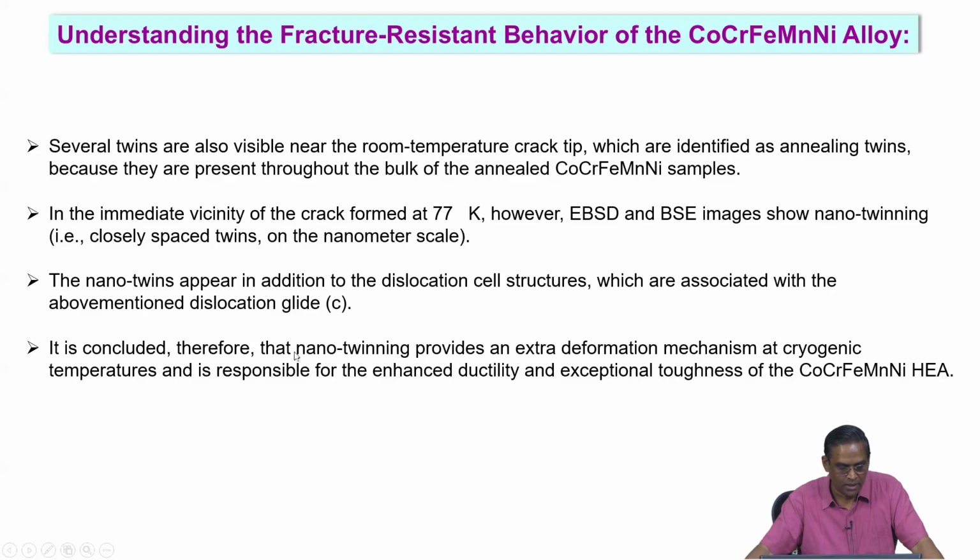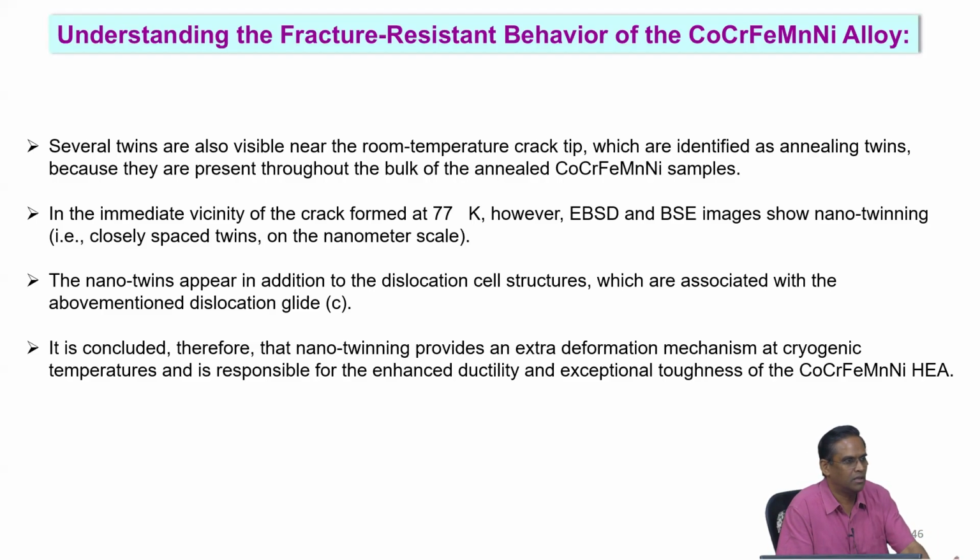So it is concluded that nanotwinning provides an extra deformation mechanism at cryogenic temperatures and is responsible for the enhanced ductility and exceptional toughness of the cobalt, chromium, iron, manganese, nickel high entropy alloy. So now we have concluded by this observation or analysis that nanotwinning provides an extra deformation mechanism. What do you mean by that? This is what you have to understand. We have observed all these things, now we have to interpret. What do you mean by extra deformation mechanism?